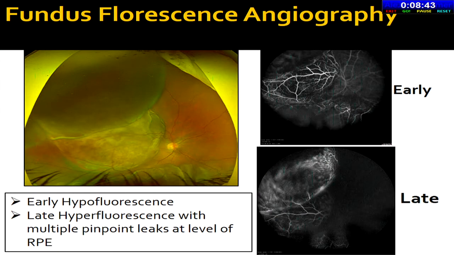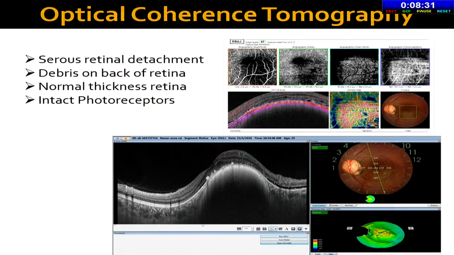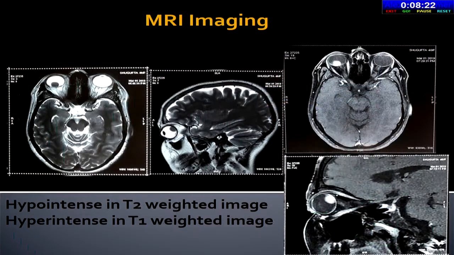Another is fundus fluorescein angiography, where there can be differential diagnosis difficulty with choroidal hemangioma and others. Here we have early hypofluorescence and late hyperfluorescence. Another is the OCT, where you can see a serous retinal detachment with debris on the back of the retina, with normal thickness retina.